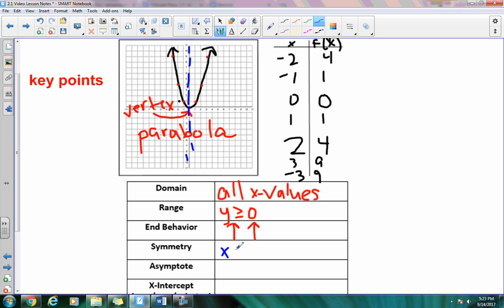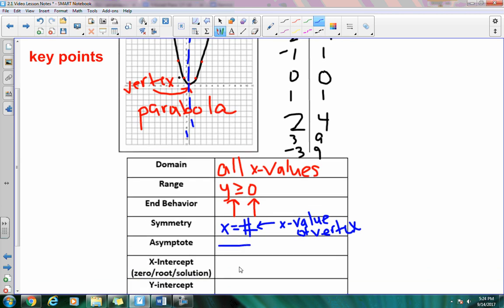x equals and then some number, where this number is the x value of the vertex. And we will talk more about that later. So, for example, right now this parabola is at 0, 0, so my line of symmetry is x equals 0. But if I were to move it over 2, then my line of symmetry would be x equals 2.